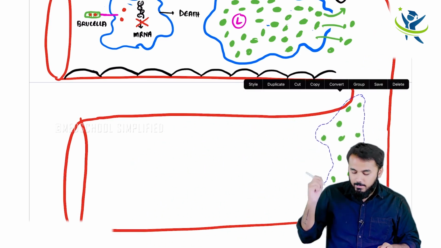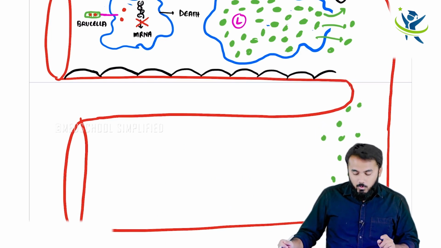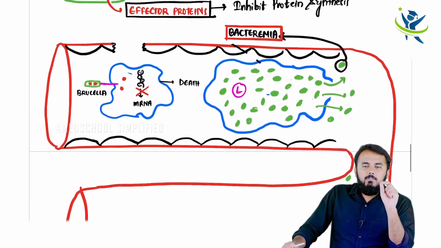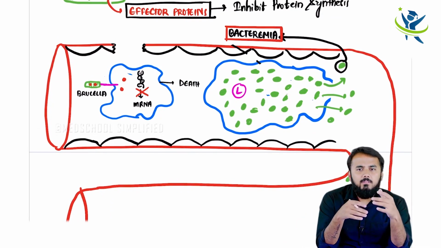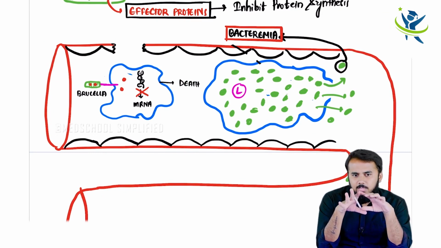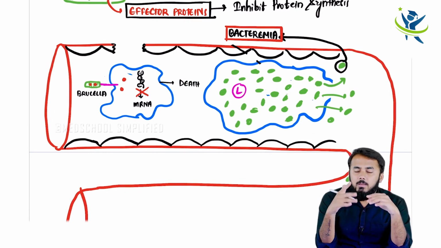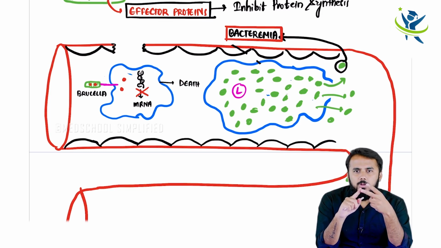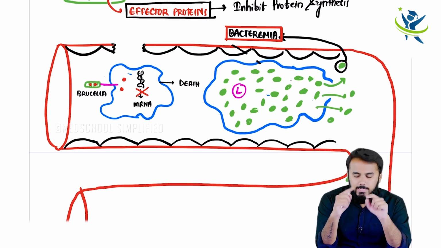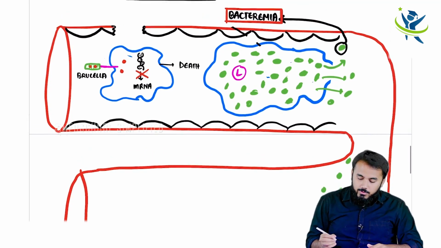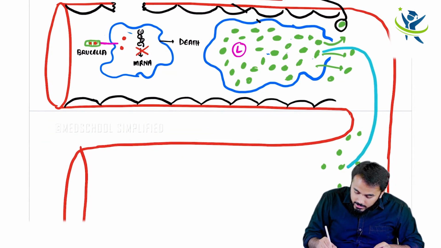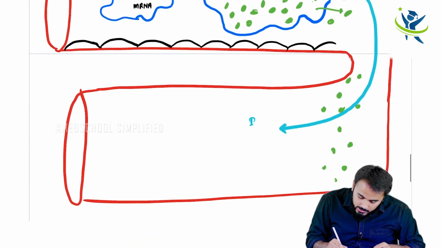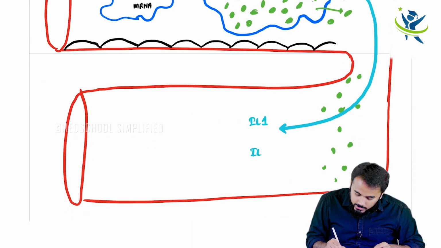Now when the bacteria is wandering in the blood, what is going to happen? Whenever the macrophage is dead, or whenever the macrophage is broken, or whenever the macrophage feels that there is something odd going on in the body, macrophage immediately releases two important cytokines. One is called interleukin 1 and the next one is called interleukin 8.